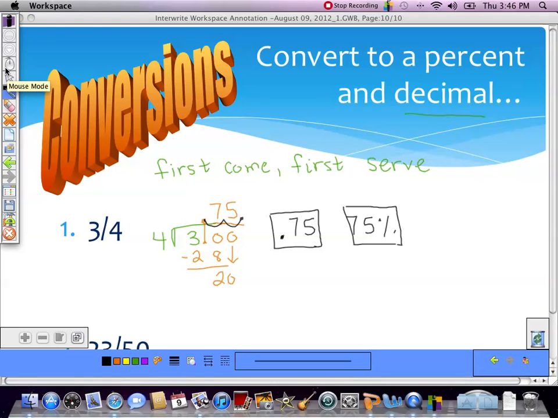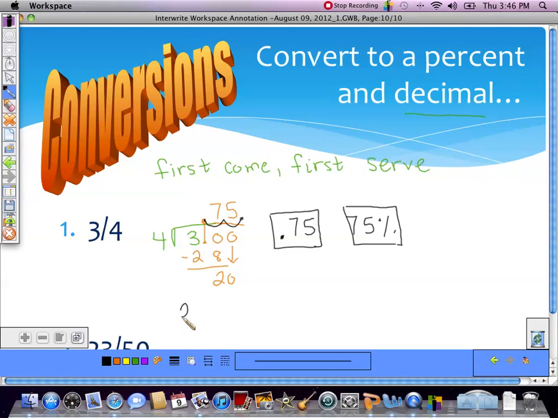Okay, let's try number 2. My toolbar is covering the problem, but number 2 is 23, I'll just write it right here, over 50. I'm going to show you another way to change fractions to percents. So your first way is to take your fraction, divide, and make it into a decimal, and then move your decimal point back to give you your percent.